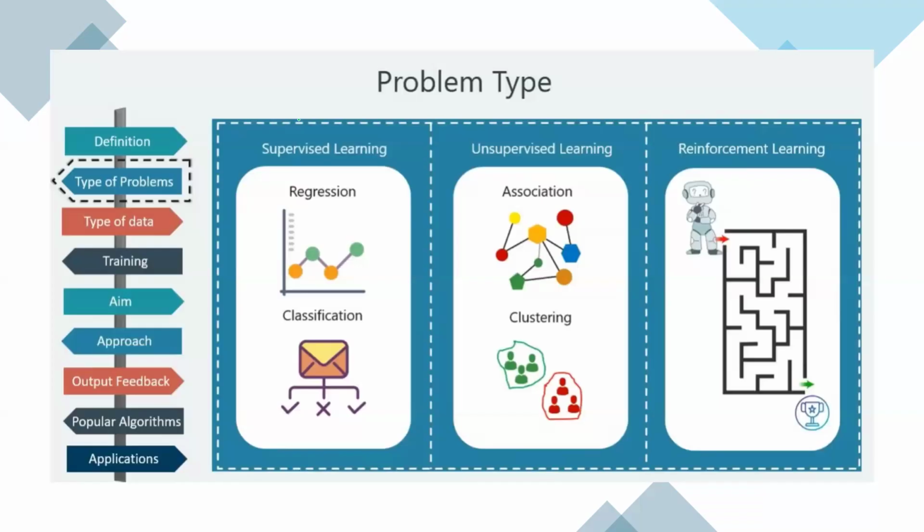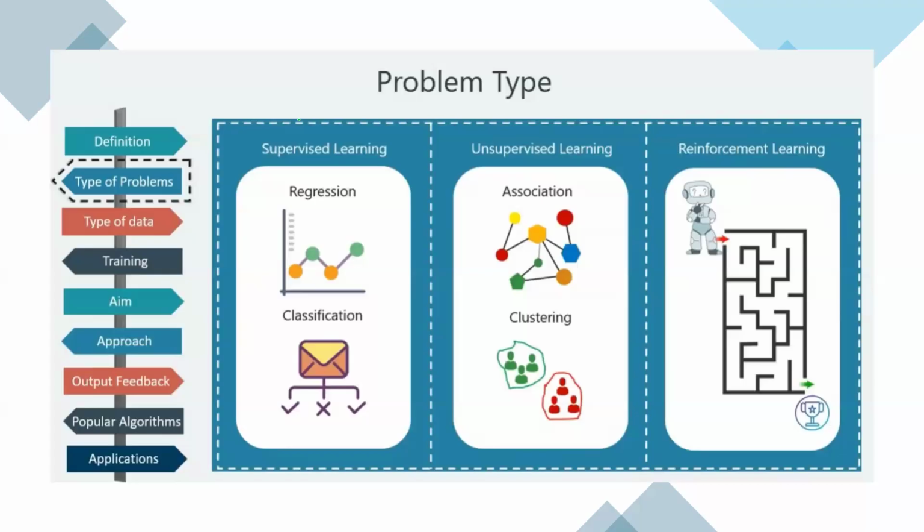In regression, the output would be a continuous variable. The best example for that is, if you're given the weight of a person, you have to predict the height of the person. Height of a person is a continuous random variable. Height can be 5 feet, 5.1 feet, 5.11 feet, 5.12, 5.5, whatever it is. So that is a continuous random variable.